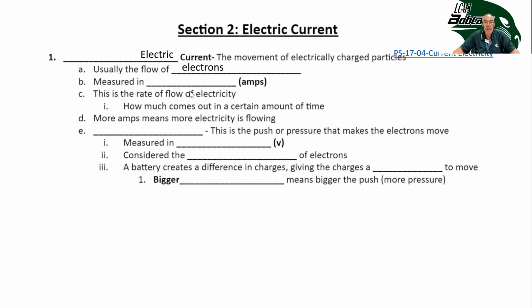And as I said, and they pointed out in the video, the amount of electricity flowing is measured in amperes. A lot of times we just call that amps. Okay. And this is the rate of the flow of electricity, or how much comes out in a certain amount of time. More amps means more electricity is flowing.